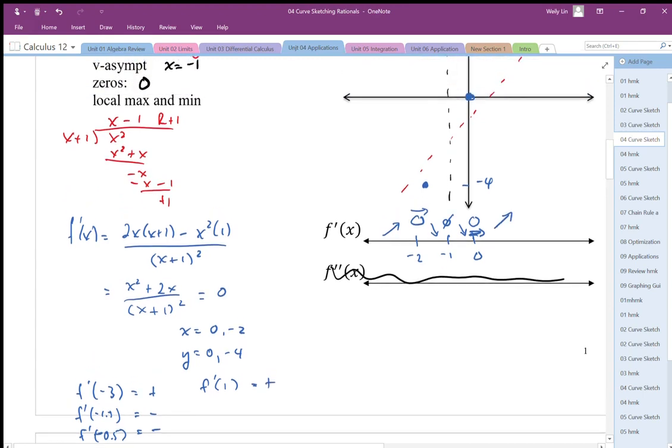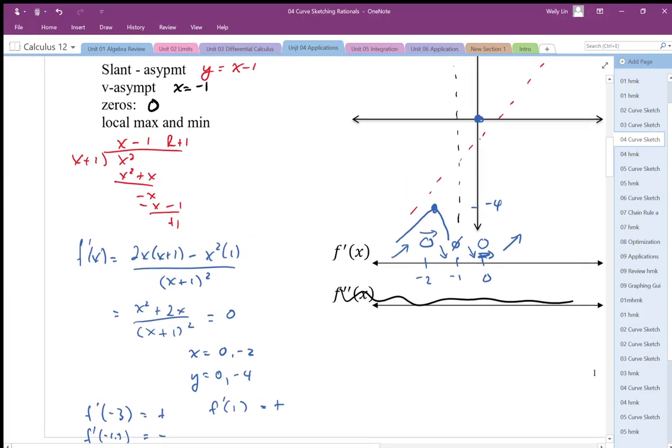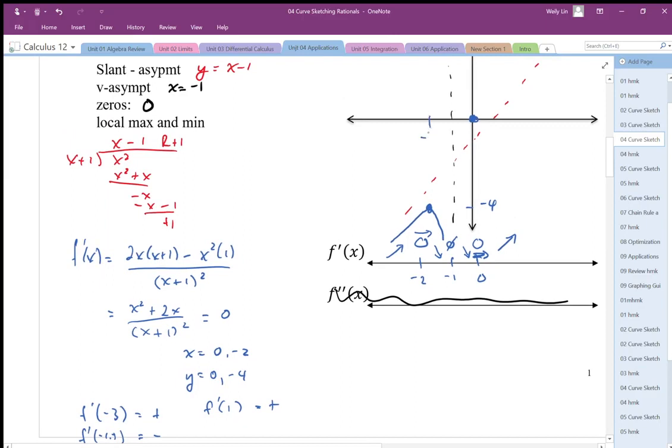So we kind of knew what this graph looked like. It's going to go up like that. There's my max point at x equals -2. Here's my minimum point at 0. It's going to follow my asymptotes like that.